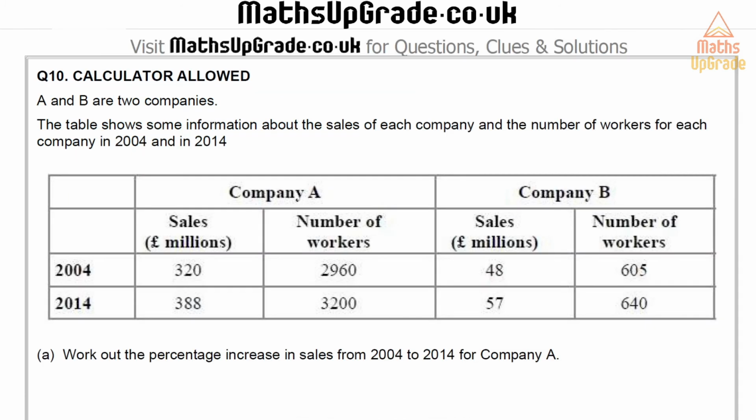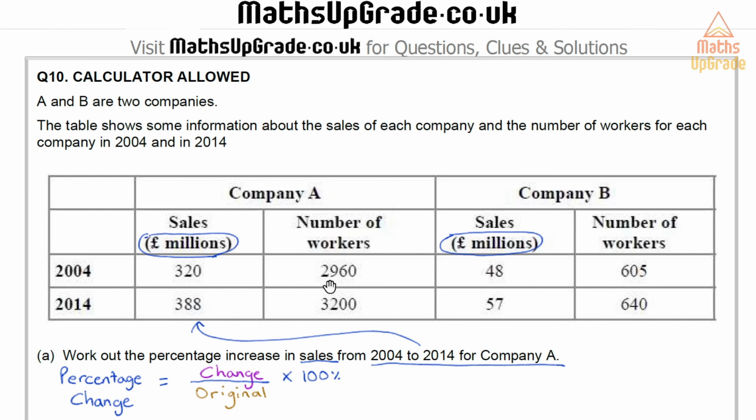Question 10. The first part of this question is quite straightforward. It's just 2 marks. I'm told that A and B are 2 companies. The table shows information about the sales of each company and the number of workers for each company in 2004 and 10 years later. Work out the percentage increase in sales from 2004 to 2014 for the first company, Company A.